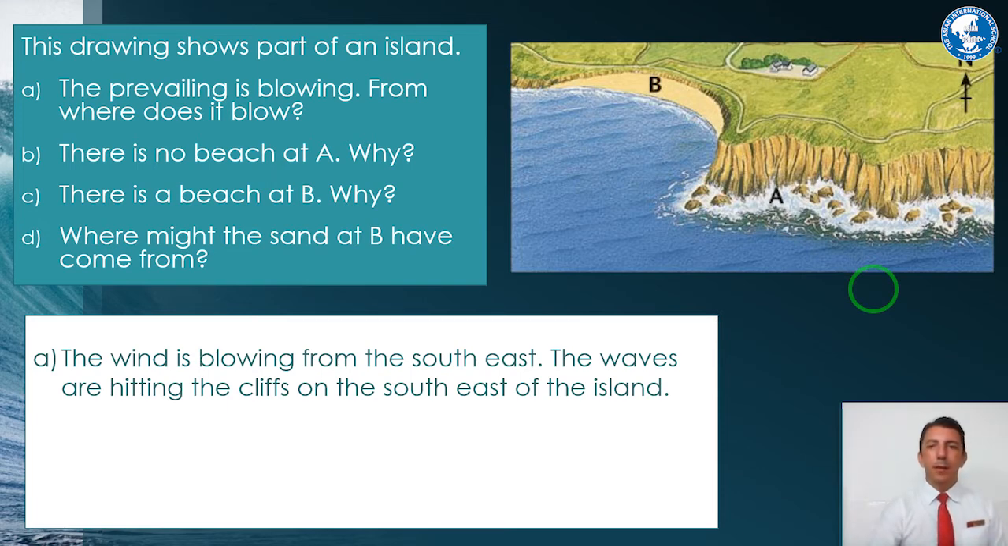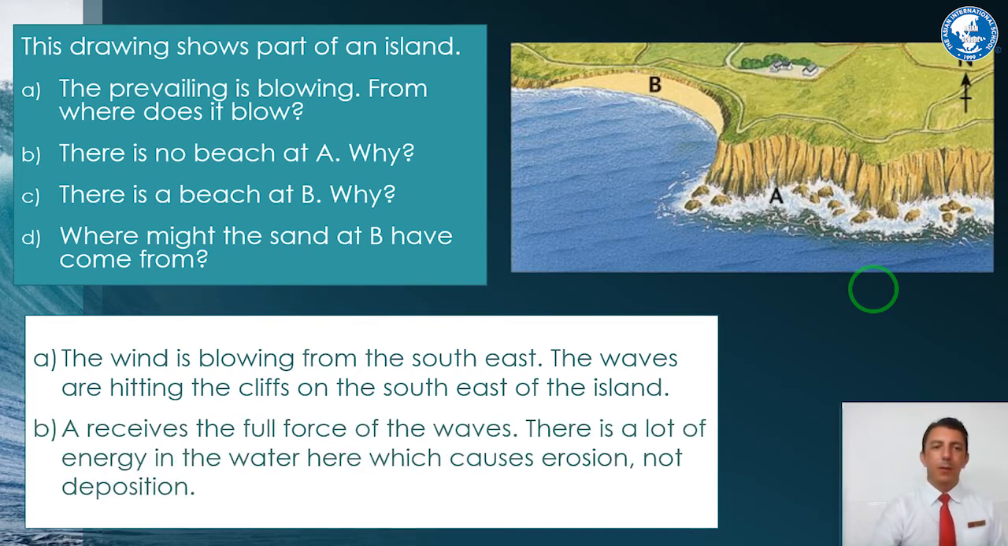Question B. There is no beach at A. Why? Well, A receives the full force of the waves. There's a lot of energy in the water, which causes erosion, not deposition. So A is facing the wind and it's getting the full force of those waves. Big, high, strong waves have a lot of energy and they erode material. So we have no deposition here.